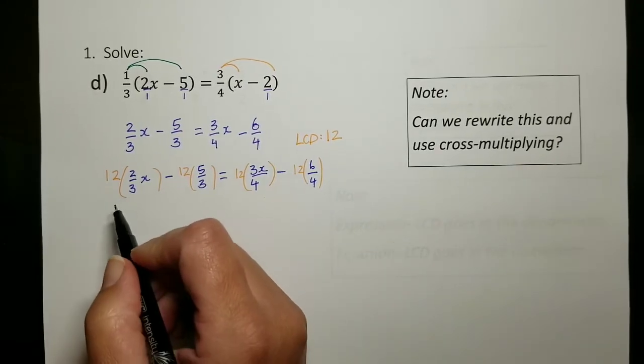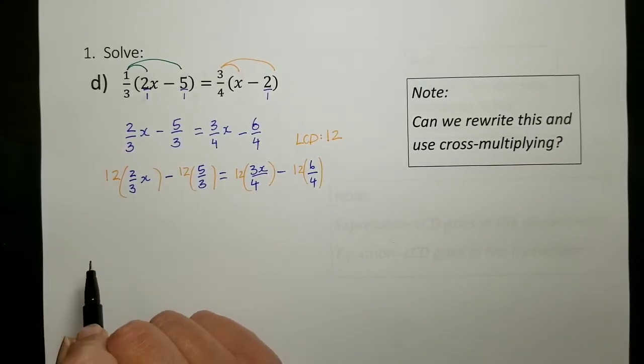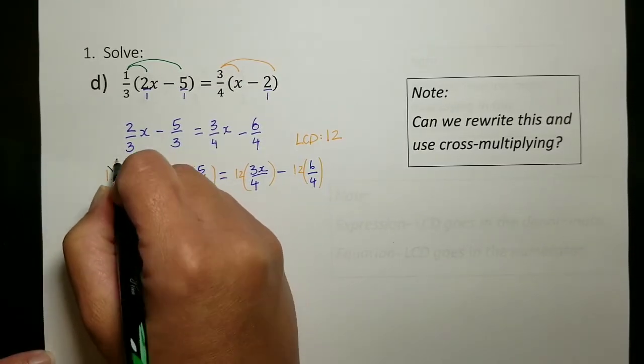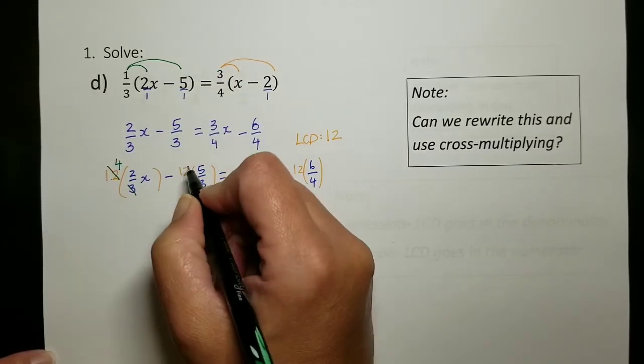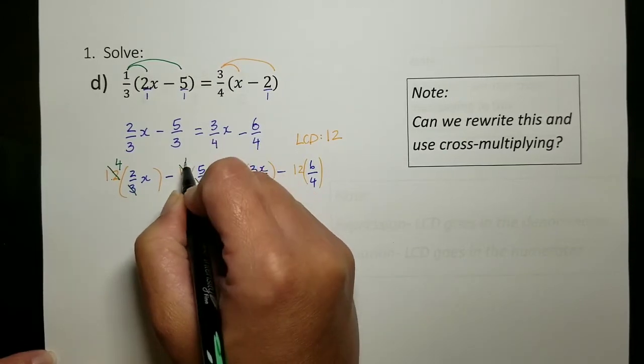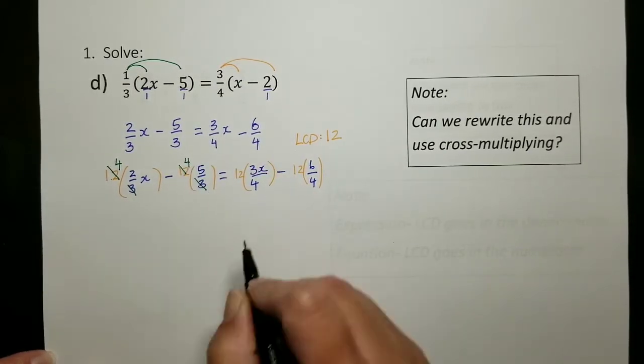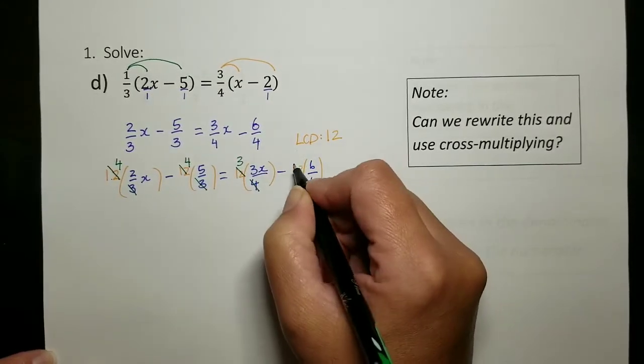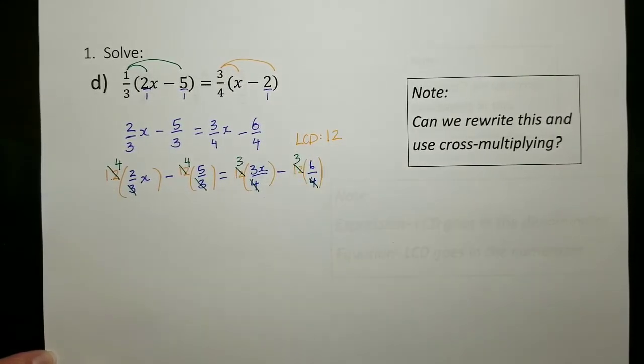Before I actually multiply this in, I'm going to reduce. So 12 and 3 reduces and I have a 4. 12 and 3 reduces here and I get a 4. 12 and 4 reduces and I get a 3, and 12 and 4 reduces to a 3.